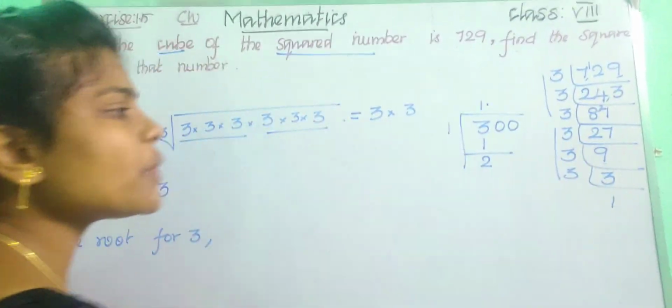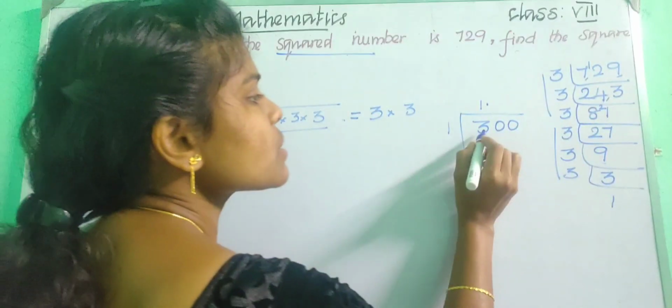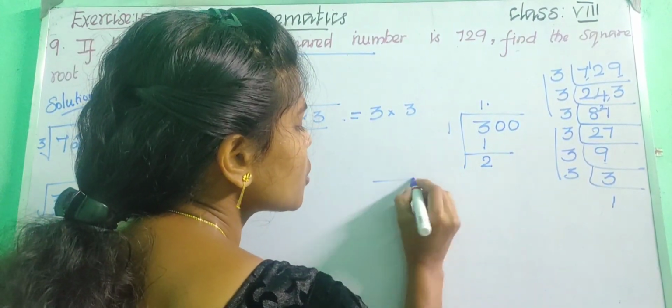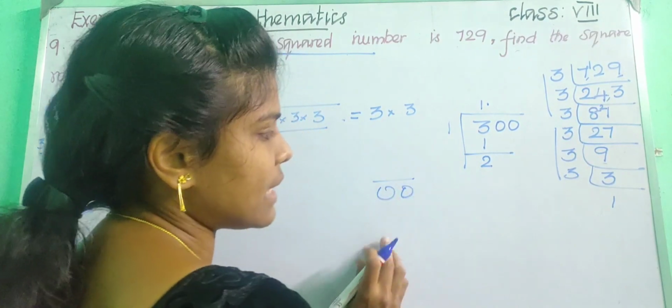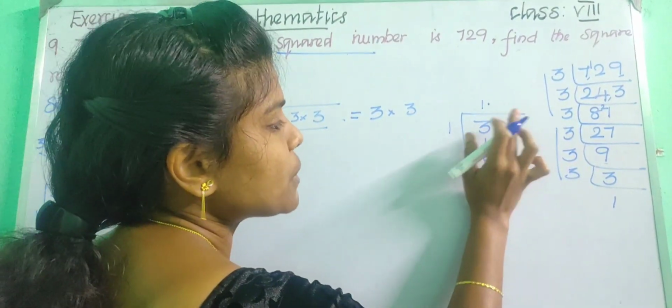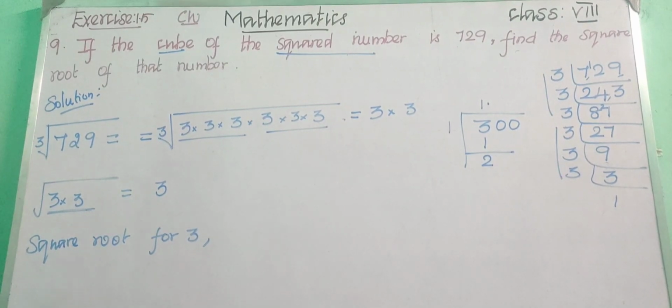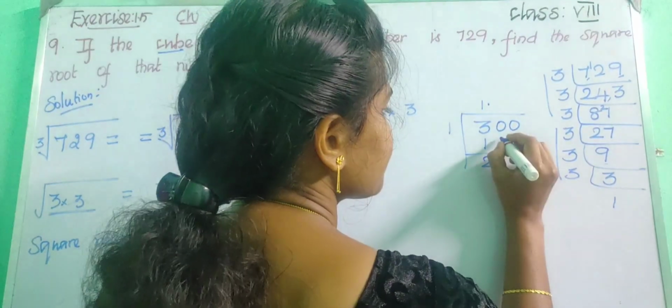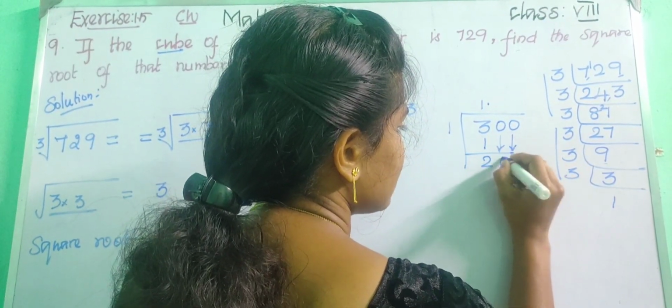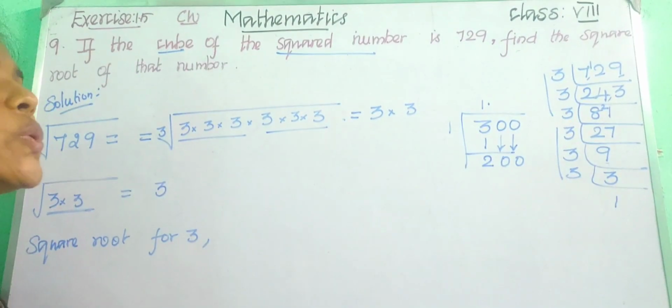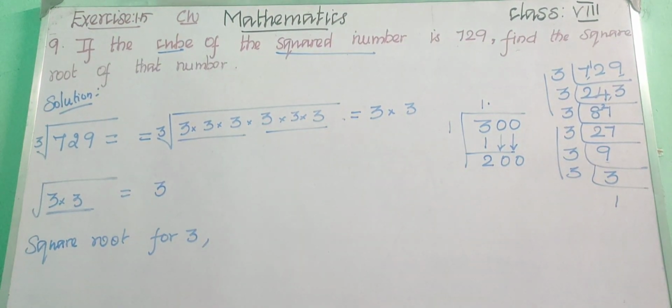Why are we putting 2 zeros? Because in the long division method, for two digits we put bars, right? So we are just putting 2 zeros. Okay, children, now bring down these two zeros, 0 0. Now we got 200.